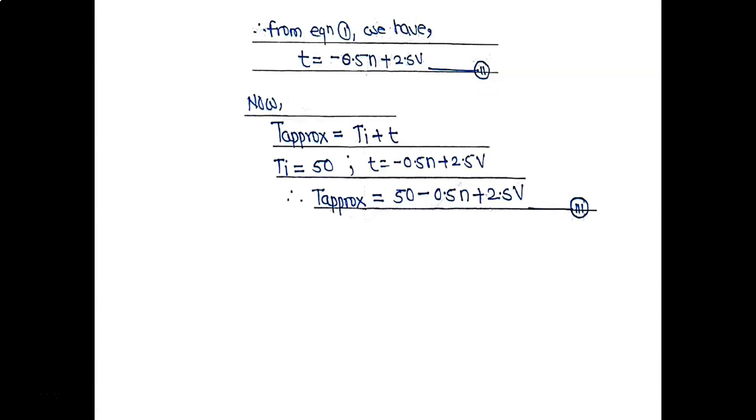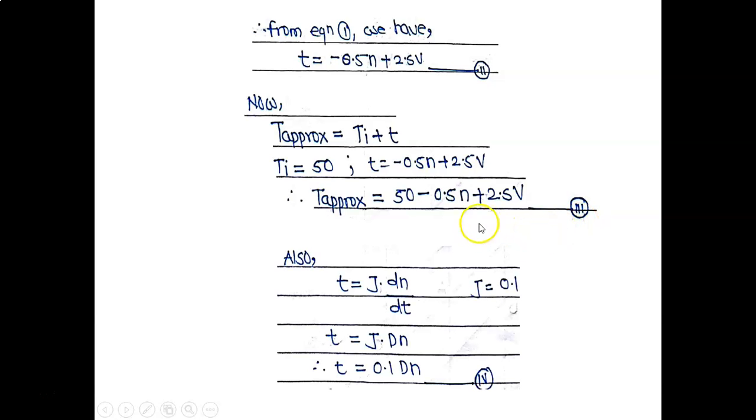Now they have given us another equation. First of all, we will find out T approximate. Therefore, approximate torque T is equal to Ti plus small t. Now, what is Ti? Ti is equal to 50. This is nothing but constant torque. Always remember, this Ti means mean torque or constant torque. This value is taken from the figure, and small t is equal to this from equation 1, minus 0.5n plus 2.5v. Therefore, T approximate is equal to 50 minus 0.5n plus 2.5v, equation 3.